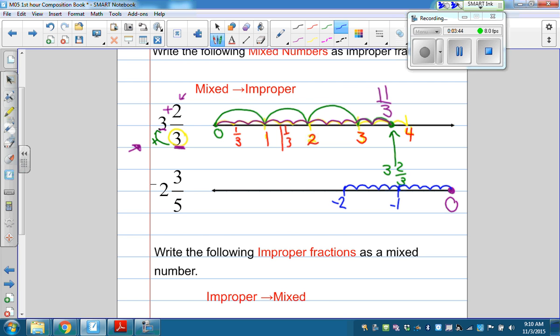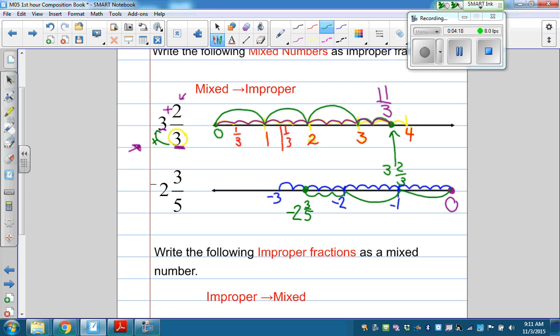And we're going to spend a little more time talking about negatives today, so hang tight if that doesn't make sense. And then I'm going to go 1, 2, 3, 4, 5. So this is -3. Then that's all we need. Okay? So we're going to do 2 whole jumps, 1, 2, and 3 little jumps. So right here is -2 and 3/5.